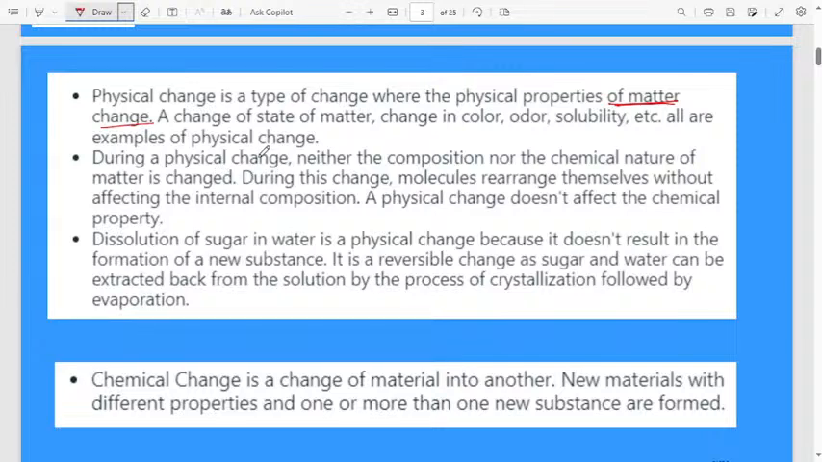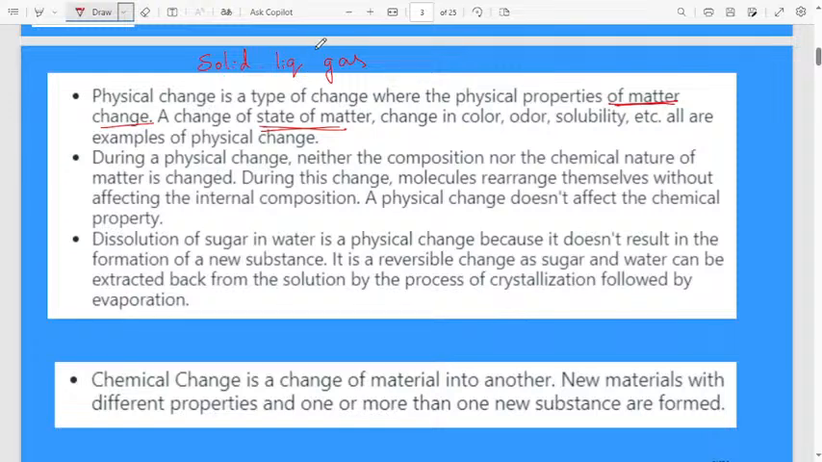A change of state of matter means, if the matter is in solid form, like sugar, and it dissolves in water, it is converted into liquid form. Solid may be converted into liquid, liquid may be converted into gas. Normally all matter exists in three forms: solid, liquid, gas. Interconversion of states takes place only in a physical change.